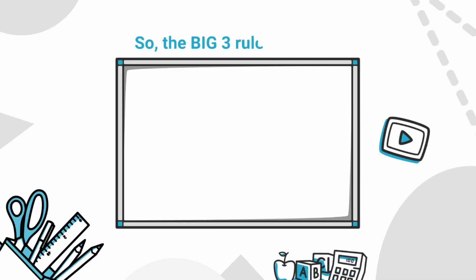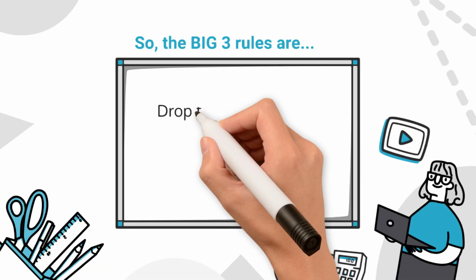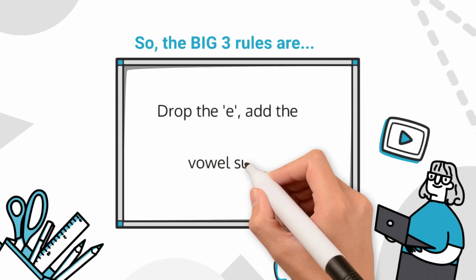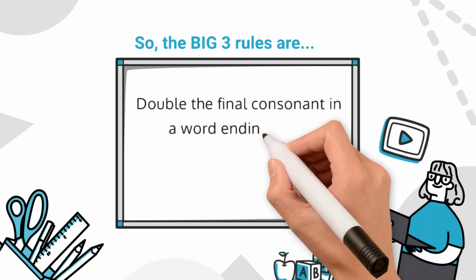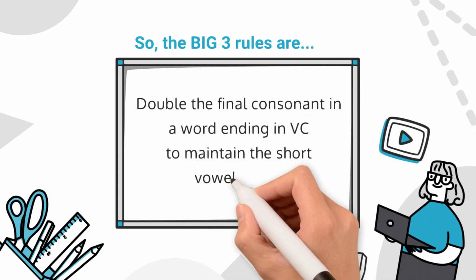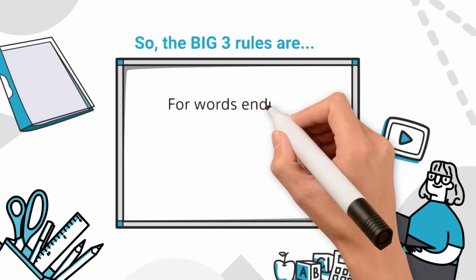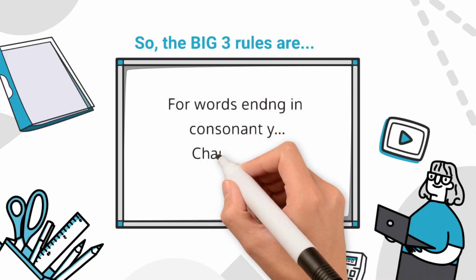So the big 3 rules are drop the E, add the vowel suffix; double the final consonant in a word ending vowel consonant to maintain the short vowel sound; and for words ending in consonant Y, change Y to an I to add the suffix.